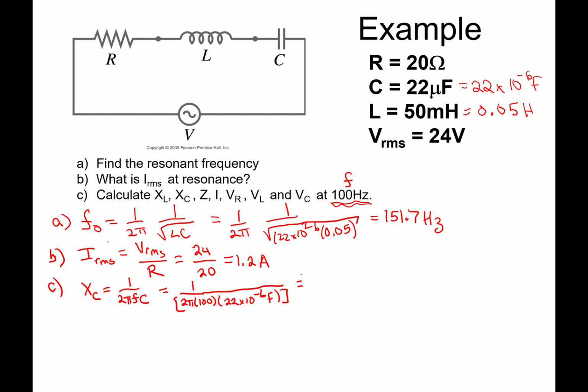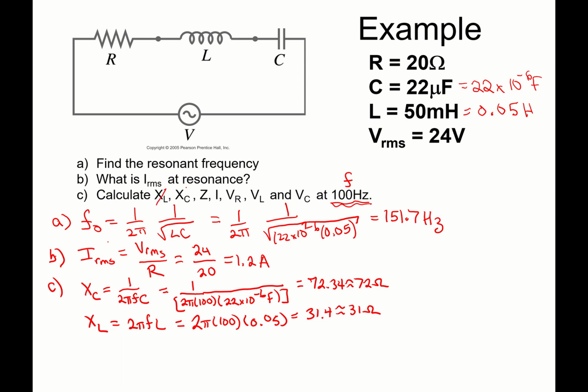So XC is 72.34, or about 72 ohms. XL is going to be 2 pi f times L. So again, 2 pi, my f is 100, my L is 0.05. Again, make sure you put it into the base units. So I get 31.4, or about 31 ohms.